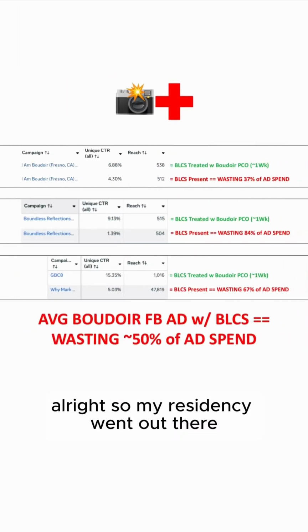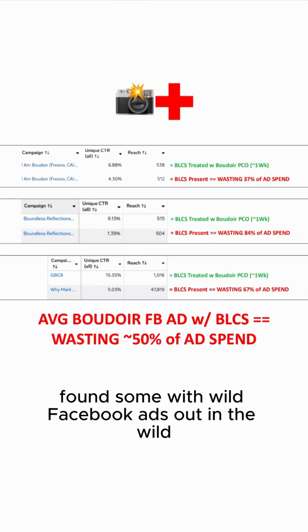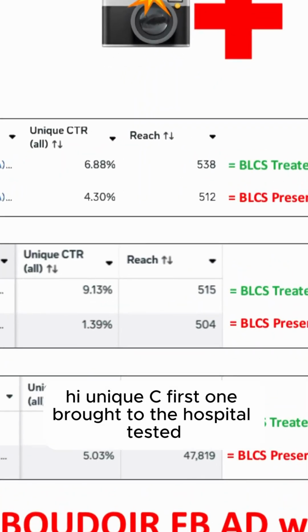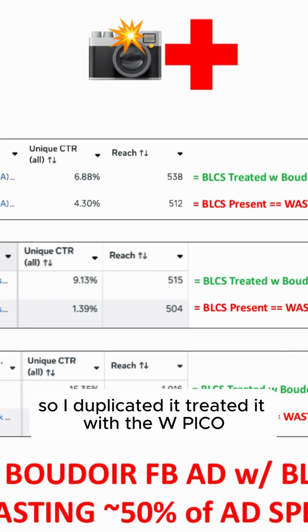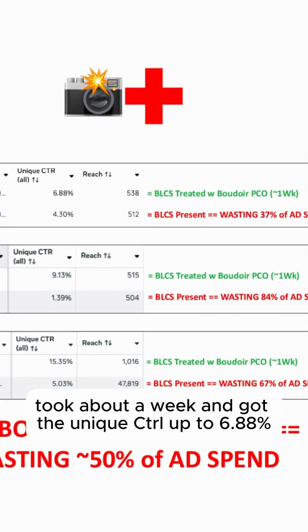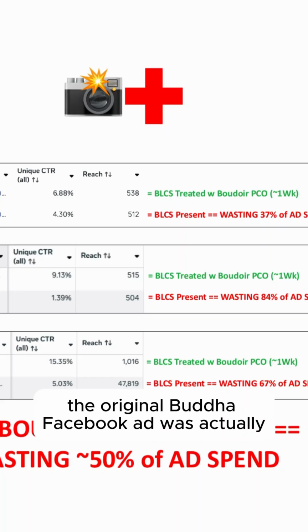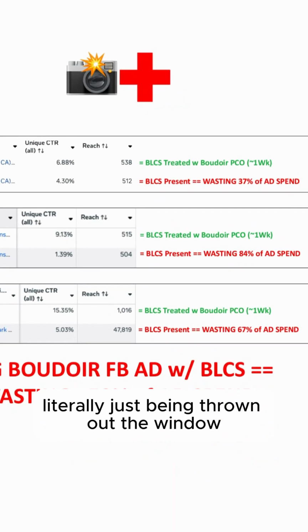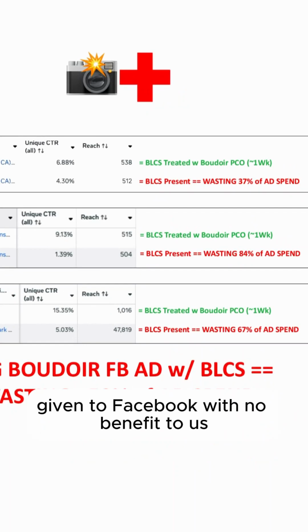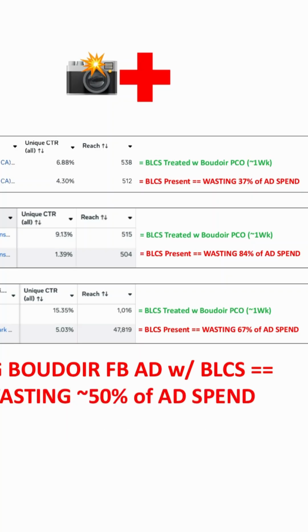All right, so in my residency, I went out there and found some Boudoir Facebook ads out in the wild. The first one I brought to the hospital, tested it, and it had a unique CTR of 4.3%. So we know BLCS is present. So I duplicated it, treated it with Boudoir Pico, took about a week, and got the unique CTR up to 6.88%. So we found out the original Boudoir Facebook ad was actually wasting 37% of ad spend, literally just being thrown out the window, given to Facebook with no benefit to us.